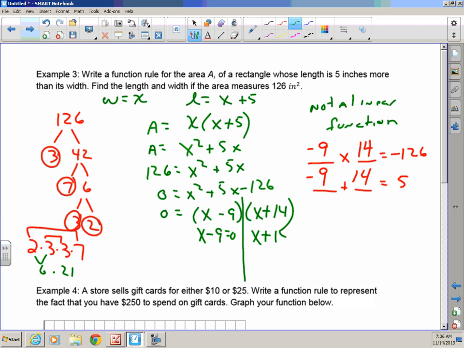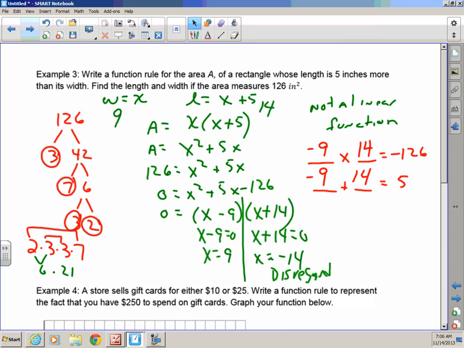Many of you are stopping at this step. So that x is 9, x is negative 14. We disregard negative 14 because I cannot have a negative length of a rectangle. So my width is 9 and my length is 14.